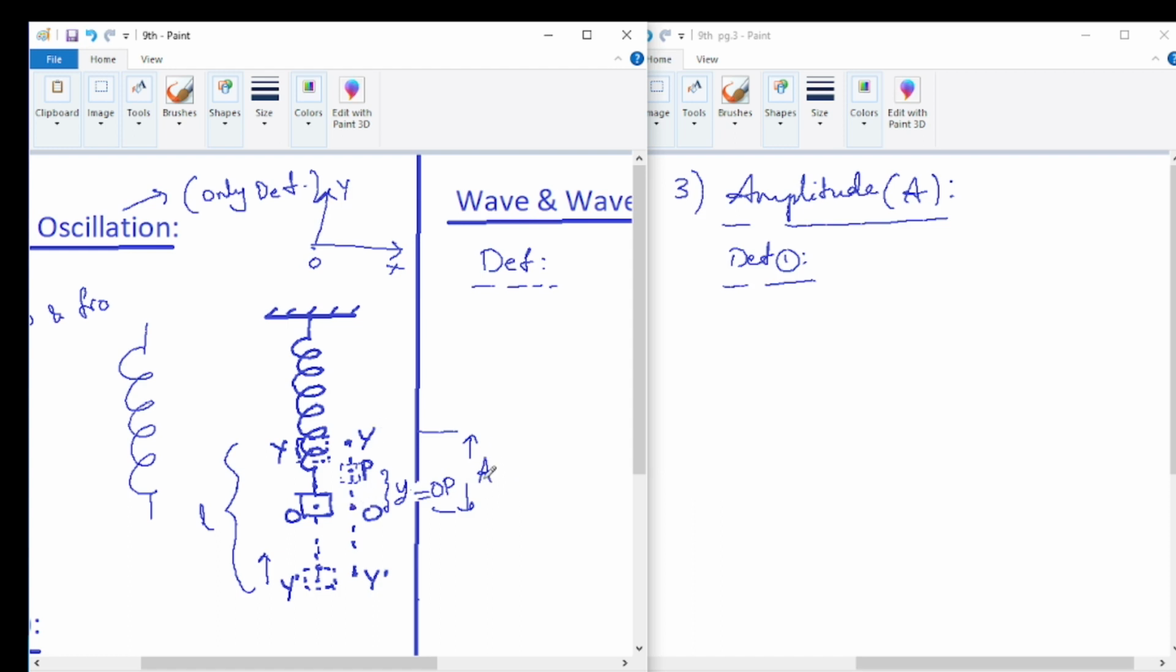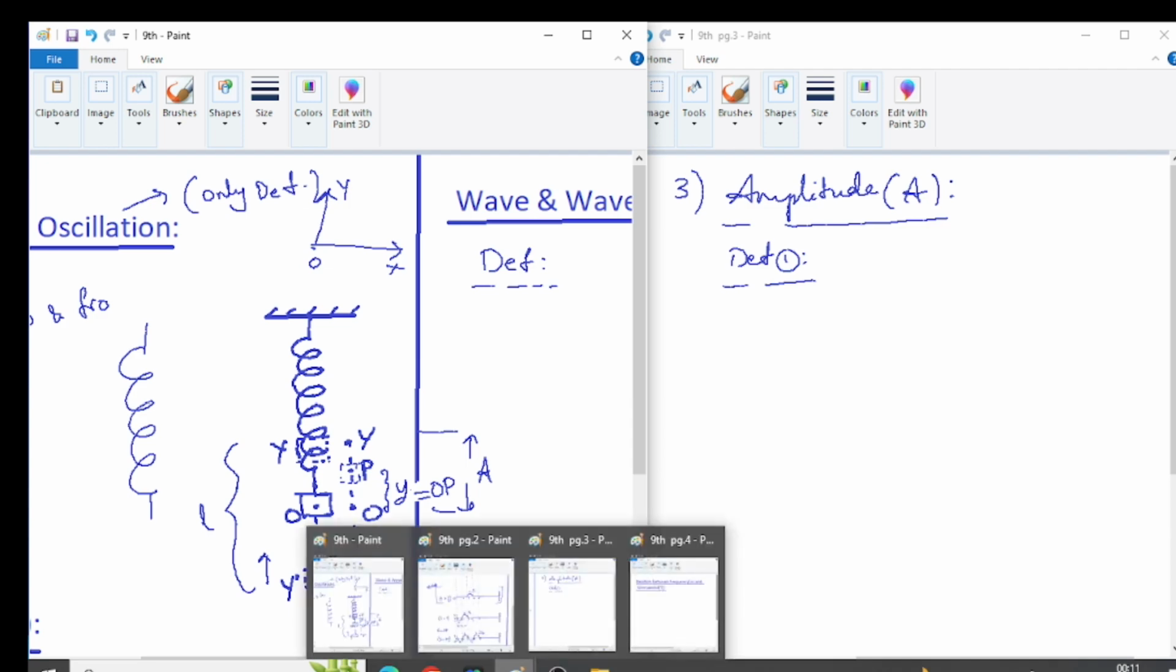This itself is called amplitude. So the amplitude definition is very simple. It is the maximum displacement of the vibrating body from the mean position. So then what about the wave motion? In the wave motion also, see here once again.